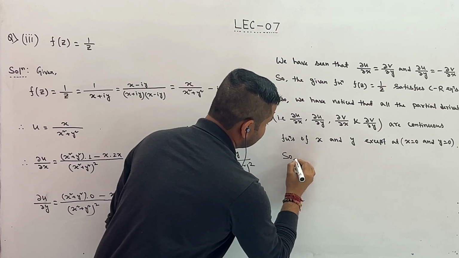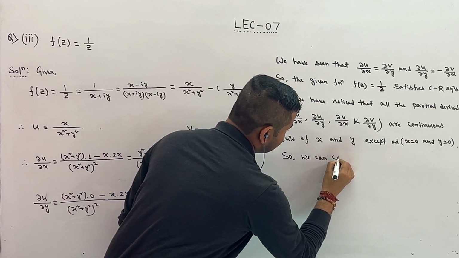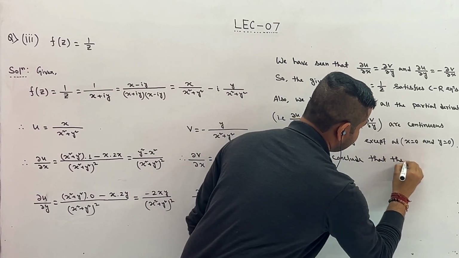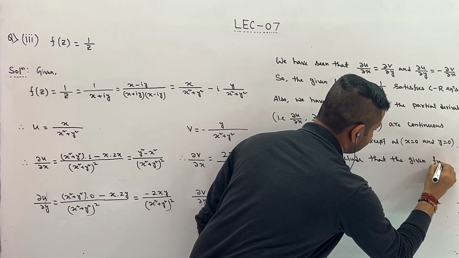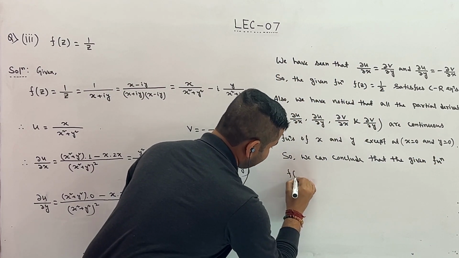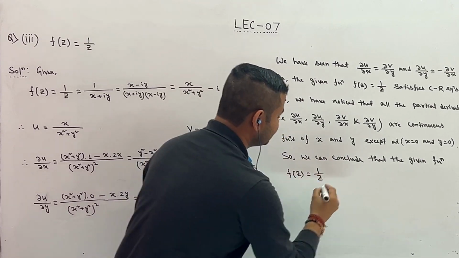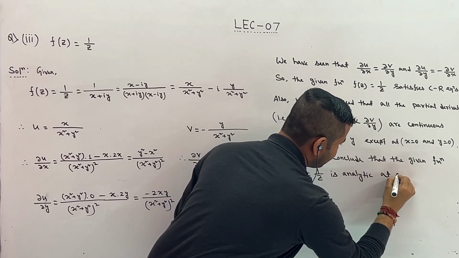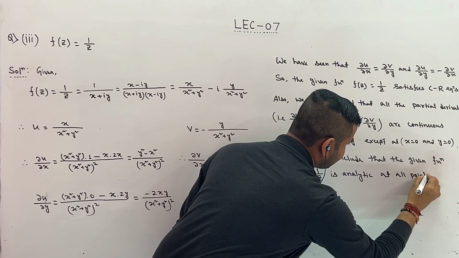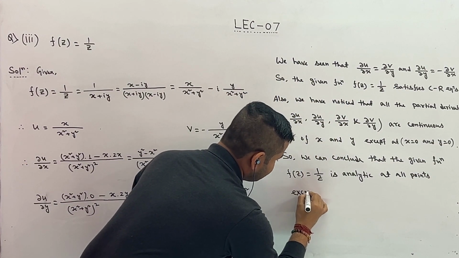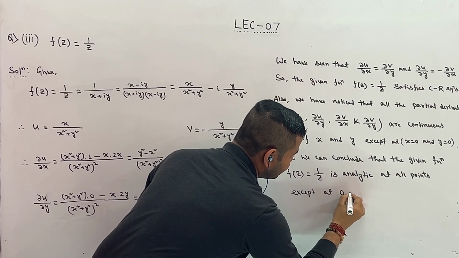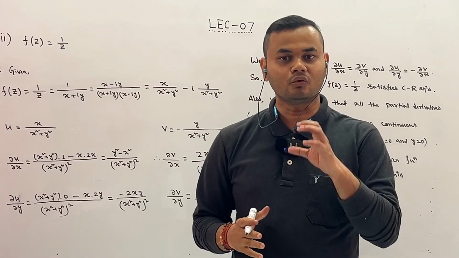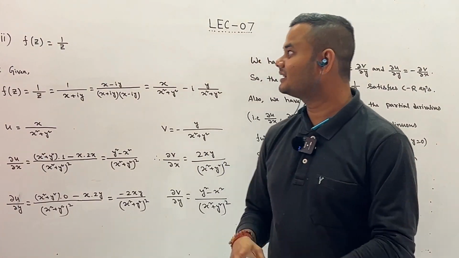So we can conclude that the given function f of z is equal to 1 by z is analytic at all points except at 0, 0. So this is all about today's video, and I hope that you will be able to determine whether a function is analytic or not by using CR equations.